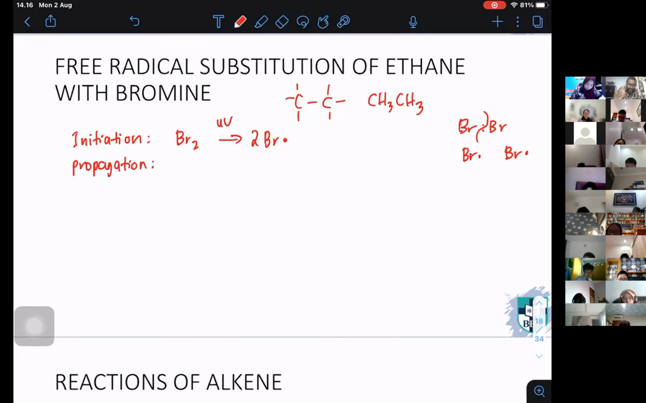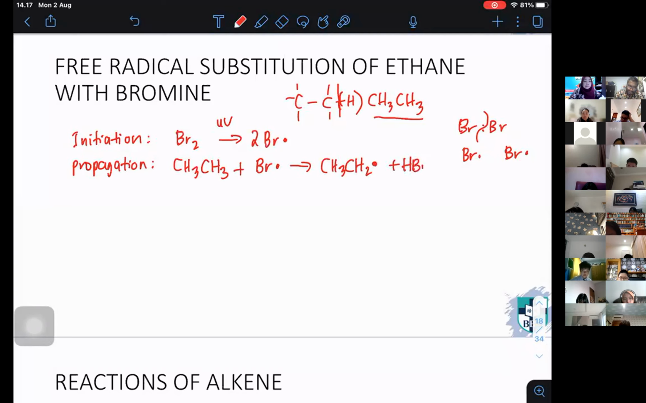So what happens? You need to have a neutral molecule. This is the neutral molecule, CH3, CH3. You react it with the free radical. One of the H from here will go out and join with the free radical Br. You are going to get CH3, CH2. There's a homolytic fission, so there is going to be a dot over there, and this is going to give you HBr.